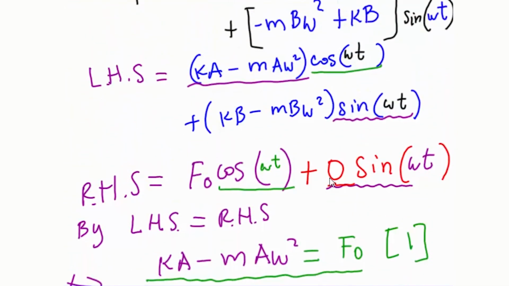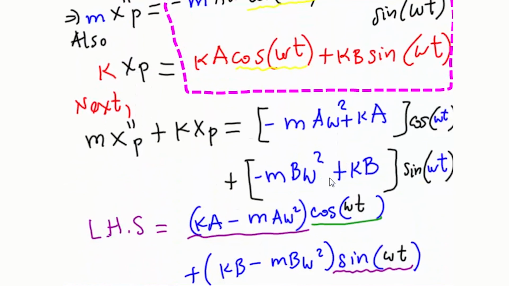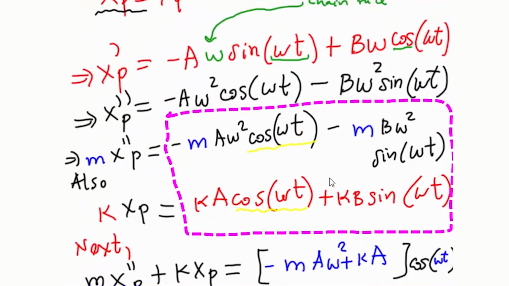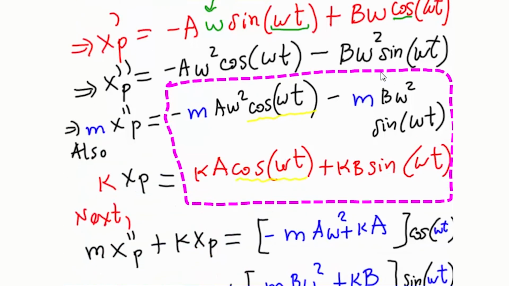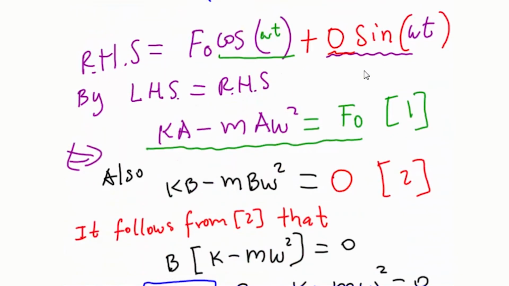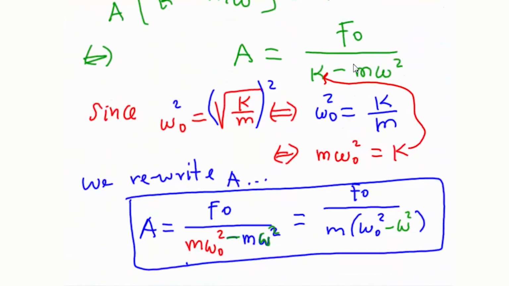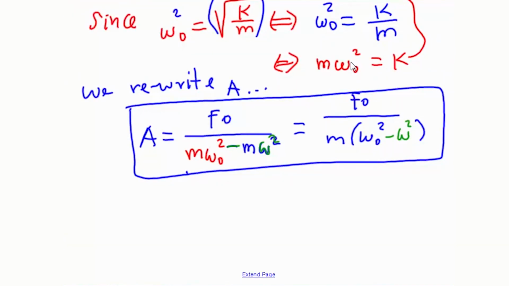But these coefficients A and B, where do they come from? Well, they come from the fact that we proposed a solution that has coefficients A and B. This is a solution that's a linear combination of cosine and sine with coefficients A and B. So now we can say, after all this work, we have found x sub p.